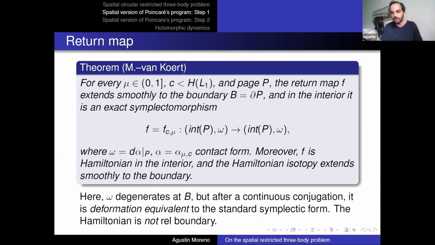This is also present in the planar problem, by the way. So, some people might recognize this. But after you've done this continuous conjugation, omega becomes deformation equivalent to the standard symplectic form. So in particular, you know what its symplectic homology is. The Hamiltonian here, and you should be careful, the claim is that this Hamiltonian is not relative to the boundary. I'm allowing the boundary to move around, right? And this is important. This is, in some sense, not terribly different from the planar situation, but these are the higher dimensional things that we can say.